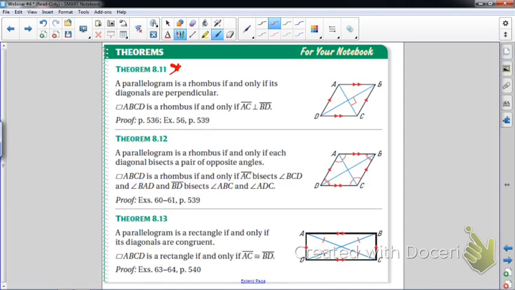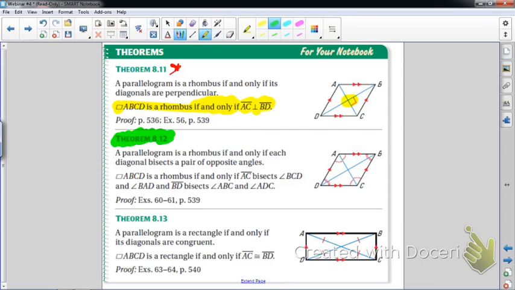Now, Theorem 8.11 says a parallelogram is a rhombus if and only if the diagonals are perpendicular. Remember what the word perpendicular means to us. It means that if they do bisect in the middle, it creates 90 degrees. Let me read that sentence again. It says if a quadrilateral, remember that little square or rectangle means parallelogram, is a parallelogram, then the parallelogram ABCD is a rhombus if and only if the line segment AC is perpendicular to BD. It's very important for you to understand.